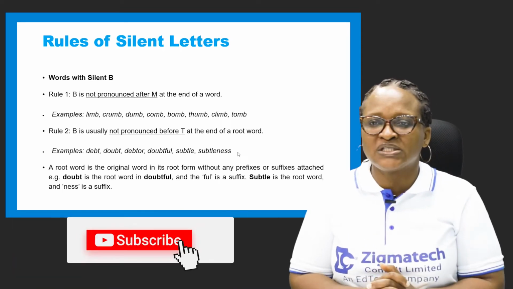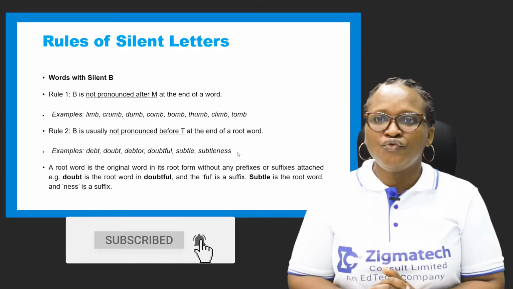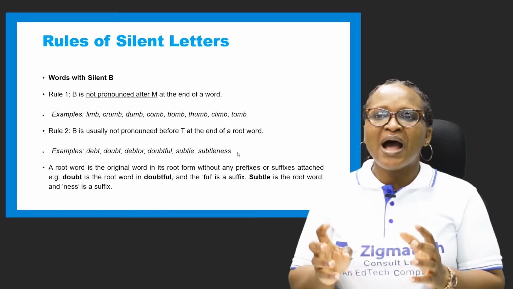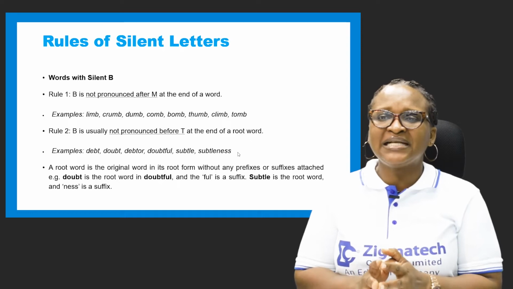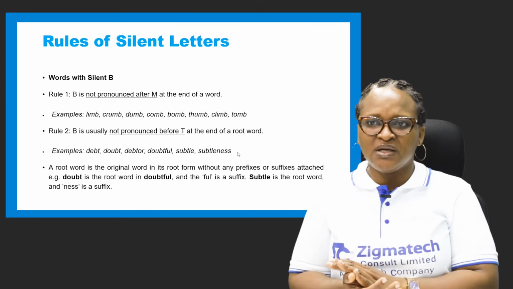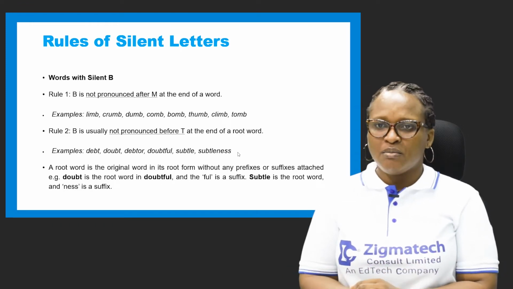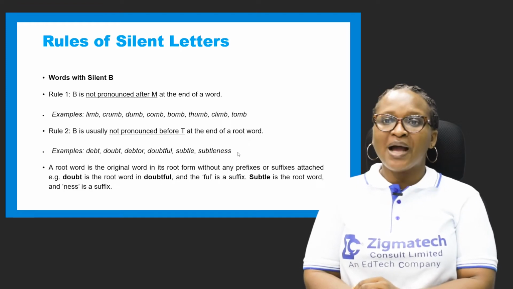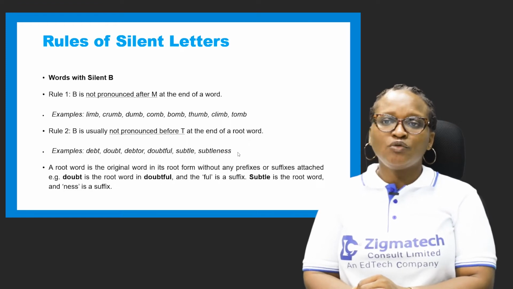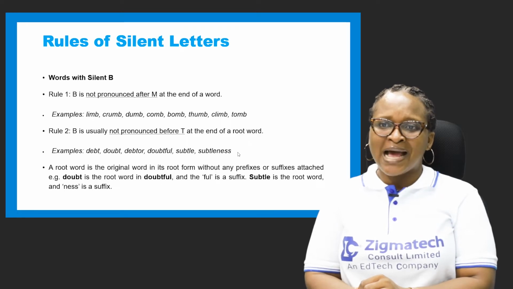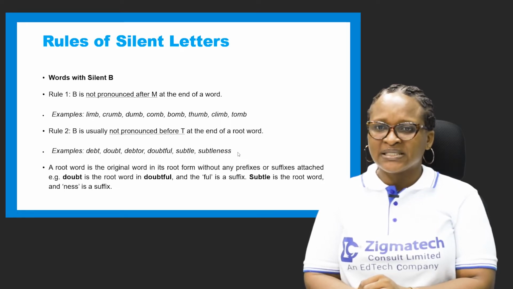There are no sounds specified for them. Now, rule 1 says that B is not produced after M. So when you have a word with MB, the M comes before the B, and that B is not pronounced. Please take note of this, very important: when you have the letter M before the letter B, there is always the tendency that the word ends in its pronunciation at M, not at B.